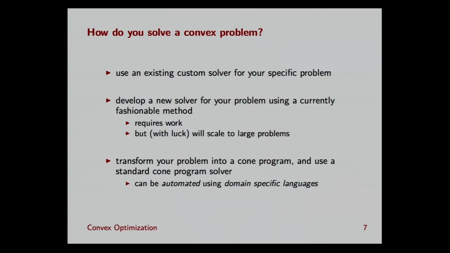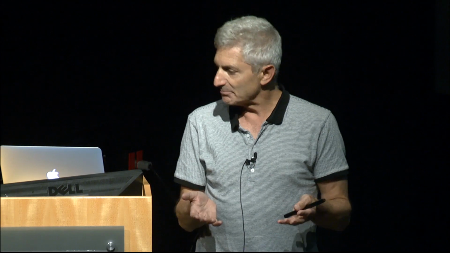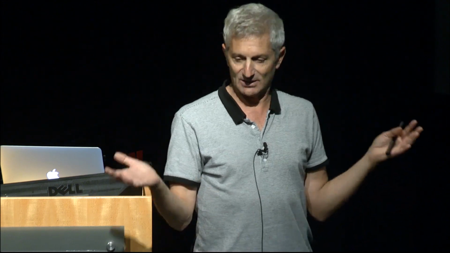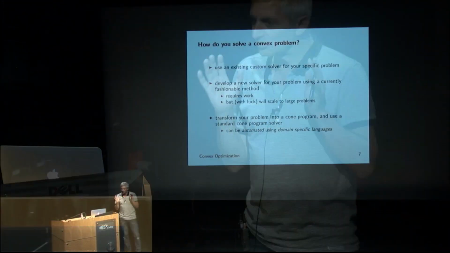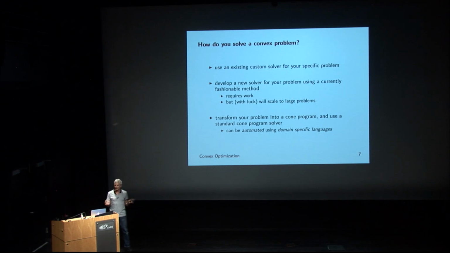Well, you can use an existing custom solver for your specific problem. So if you do machine learning and you decide, oh, I like this idea of a support vector machine, I'm going to try to use my data to make a classifier, there's no reason to do anything other than go to Google and type, source code support vector machine, and pretty quickly you'll be there. You'll type make, and you'll have a custom solver just for your problem that'll work really well. So that's sort of the best thing. That's not really research, right?